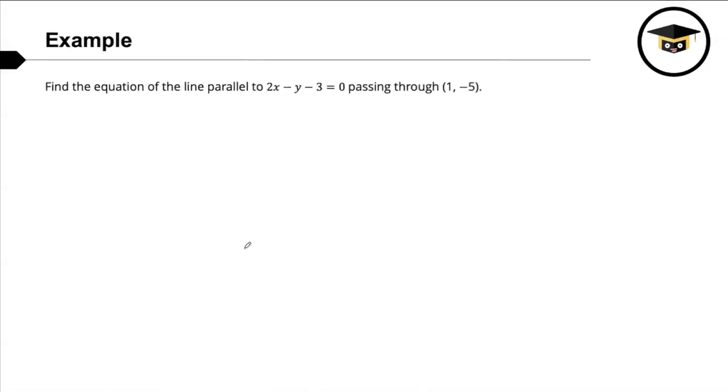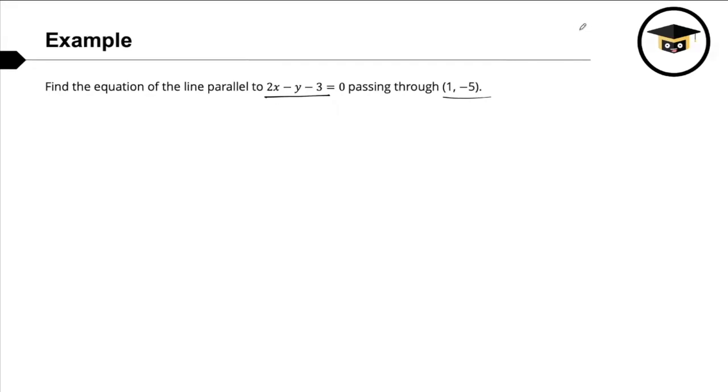So here's another example. Find the equation of the line parallel to this line and passing through (1, -5). So have a go at this question, pause the video, and then we'll go through the solution together.